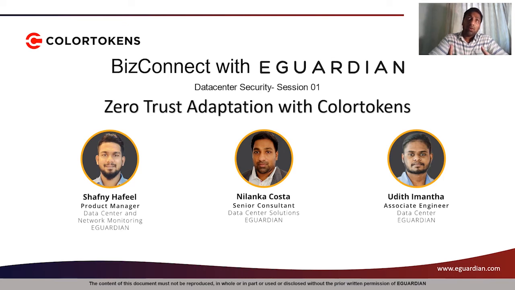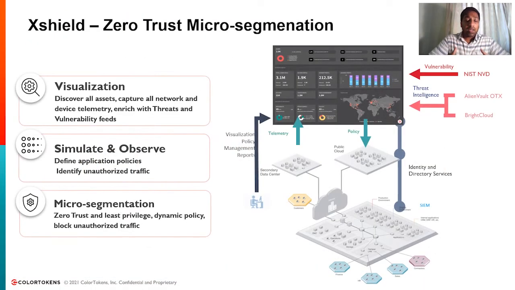Now we will talk about each of these components one by one to explain how the organization can achieve the zero trust concept by using and adapting these different products. First, we will look into X Shield, the zero trust microsegmentation. With ColorToken X Shield you can have visualization, you can have policy simulation, and finally you can have the microsegmentation.